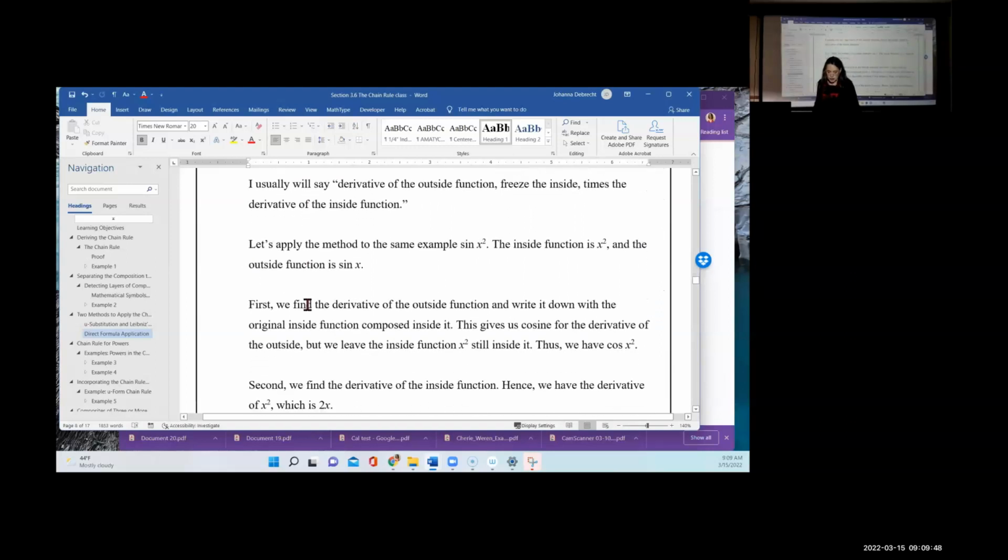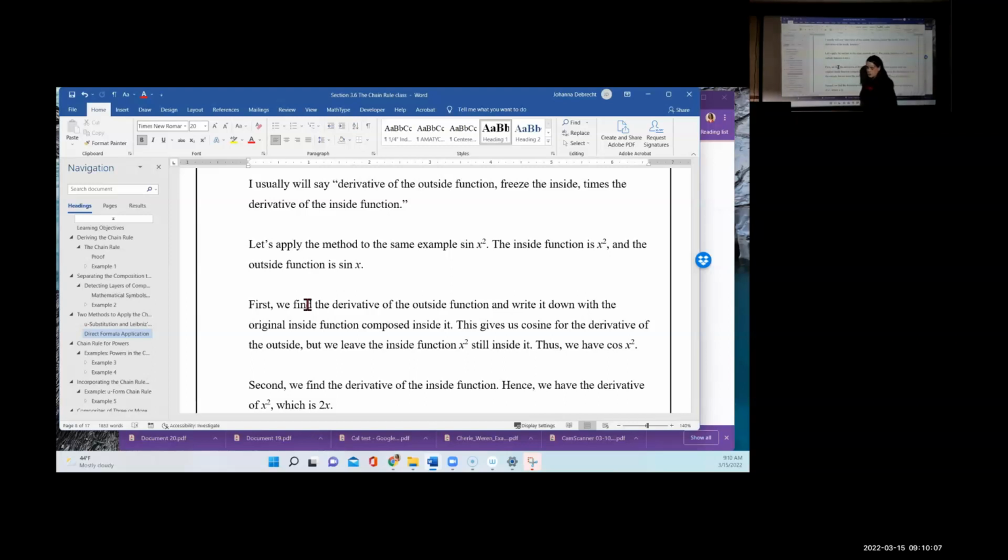When I do it, I usually say derivative of the outside freeze the inside times the derivative of the inside. And this is a good way to think about the chain rule. So it's the derivative of the outside function, freeze the inside function, times the derivative of the inside function.